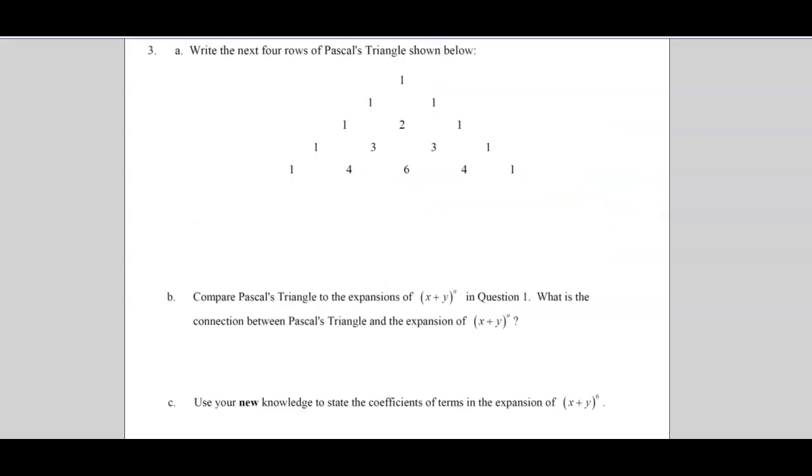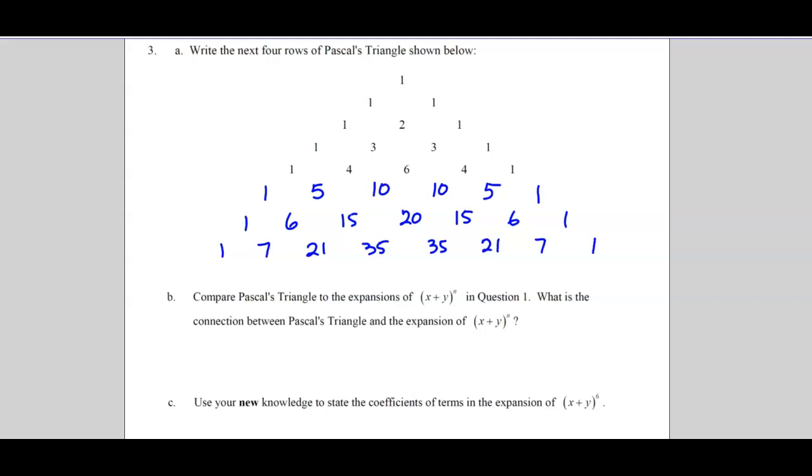So, it says write the next 4 rows of Pascal's triangle. So just do that quickly. Remember, you add up the diagonals of the previous row. So 4, right?